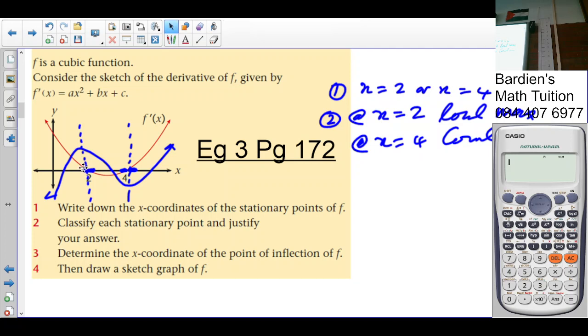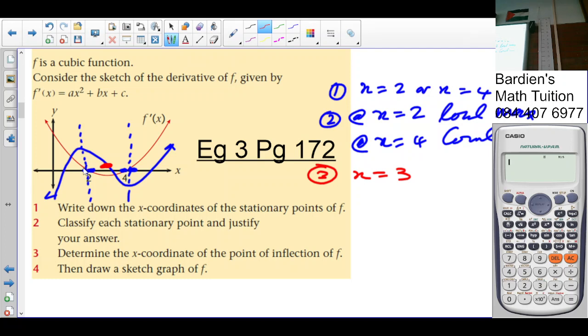Okay. Number 3 says, determine the x-coordinate of the point of inflection of f. Where does the point of inflection occur? The point of inflection occurs midway between your two turning points. Not so? And your two turning points are occurring at 2 and at 4. So what is your point of inflection going to be at? An x value of 3. Not so? Because 3 is midway between 2 and 4. Add it together, divide by 2. So x equal to 3. Then draw the sketch of the graph. I just draw the sketch.